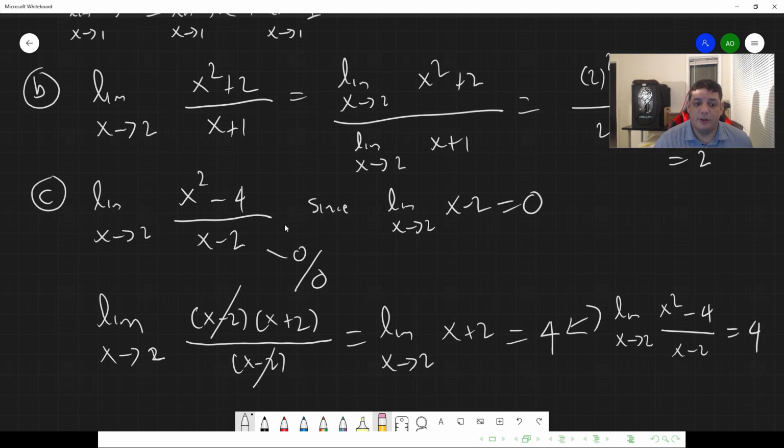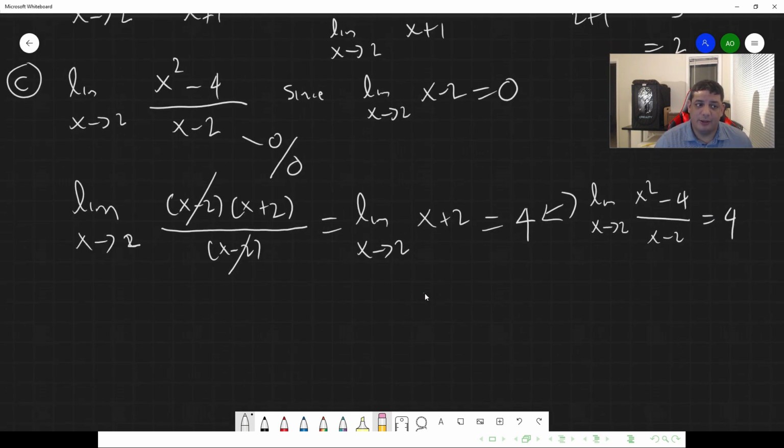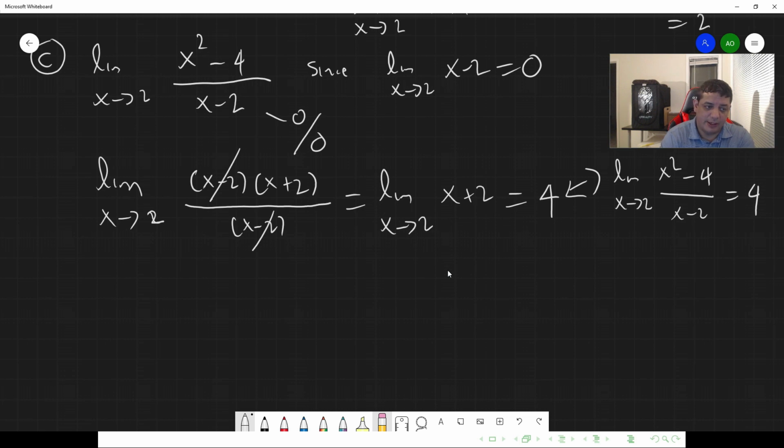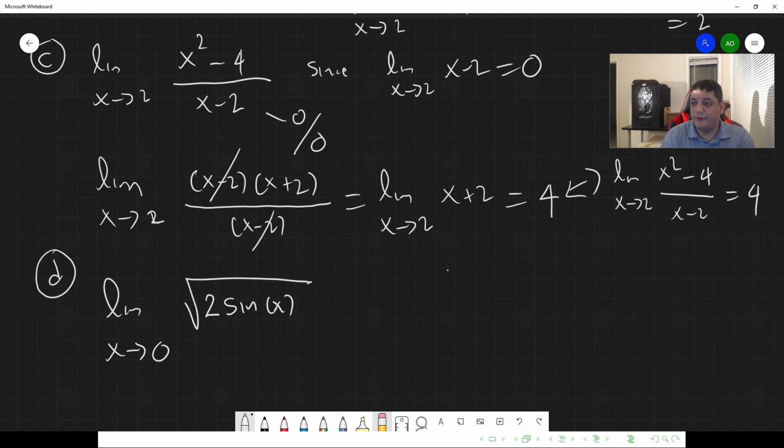This is not going to be the only scenario where things like that are going to happen, and we're going to see that later. But before that, let me do another example with the power and the root. So now, let's take the limit when x goes to 0 of the square root of 2 sine of x. Okay? Because the square root is just a power in itself, a power of 1/2, I can see this as the limit when x goes to 0 of (2 sine of x) to the 1/2.